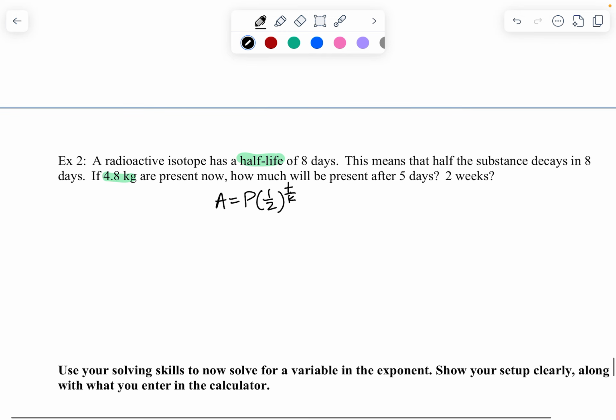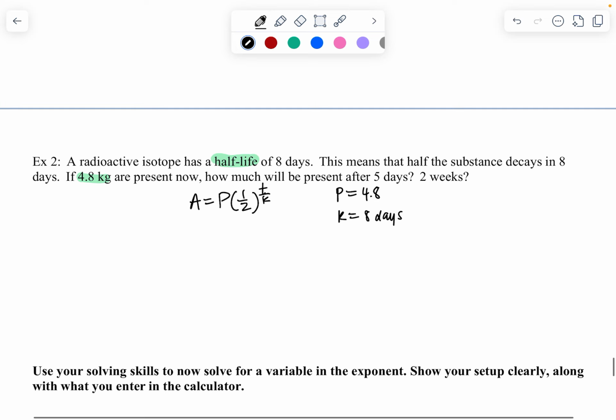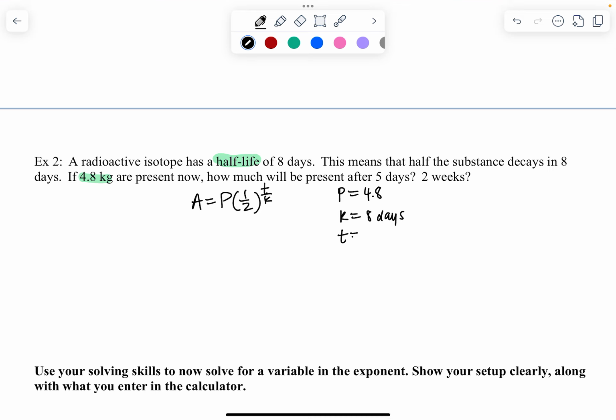Right, and so we're starting with an initial amount of 4.8 kilograms. I'm going to leave the units off. And then the half-life value is 8 days. I am going to write the units because I need to make sure my time is measured in the same. And so first we're going to find 5 days, and then we're going to find 2 weeks. And so that's what we need to convert to days. That would be 14 days.